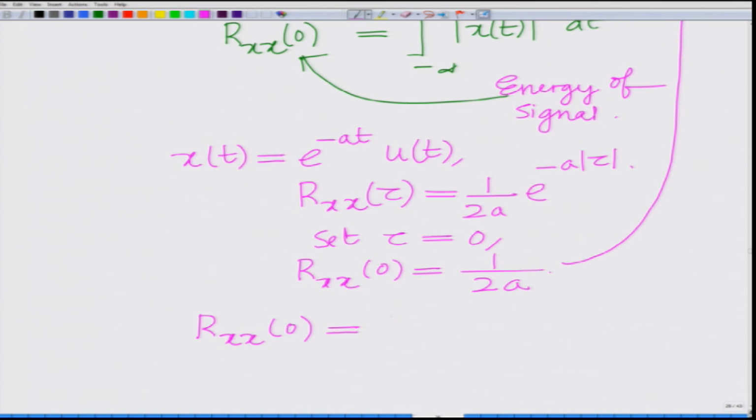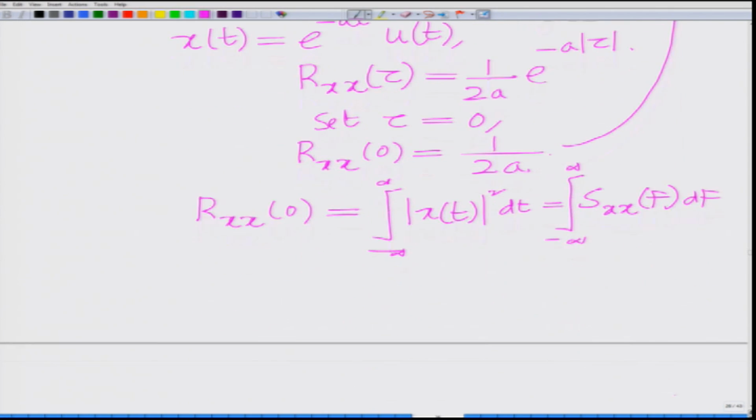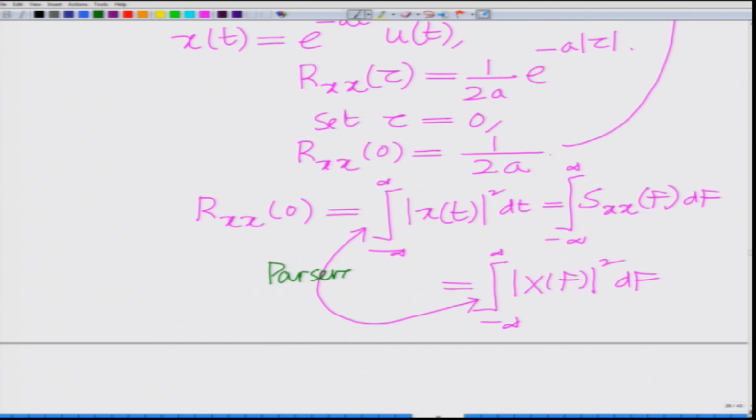autocorrelation function evaluated at 0 equals the integral from minus infinity to infinity of magnitude x(t) squared dt, which equals the total area under the energy spectral density, that is the integral from minus infinity to infinity of magnitude X(f) squared df from Parseval's. Remember, this is what is traditionally known as Parseval's relation, or Parseval's theorem for that matter, that is the integral from minus infinity to infinity of magnitude x(t) squared dt equals the integral from minus infinity to infinity of magnitude X(f) squared df.